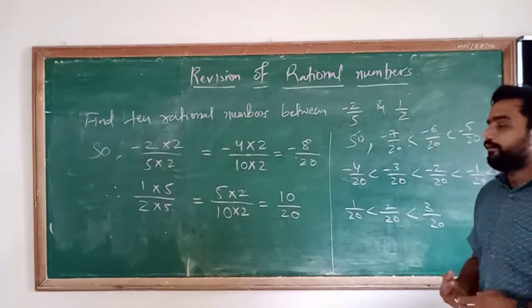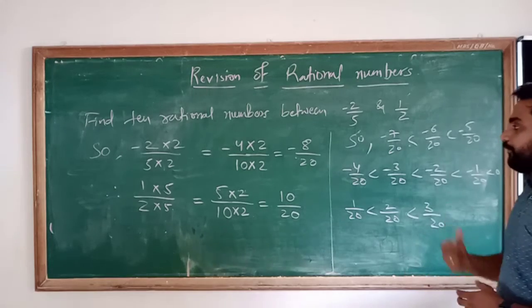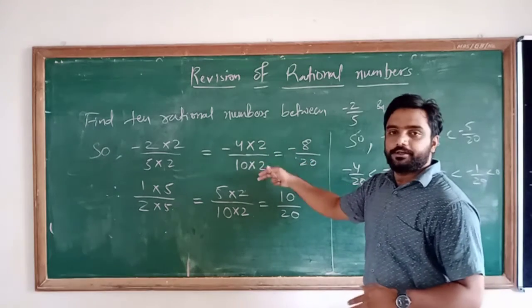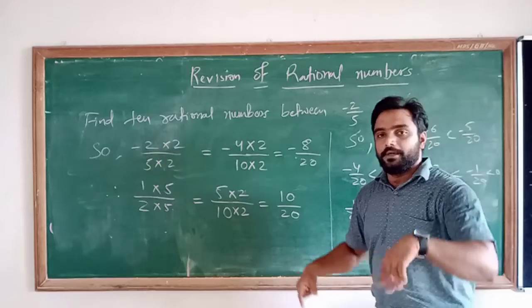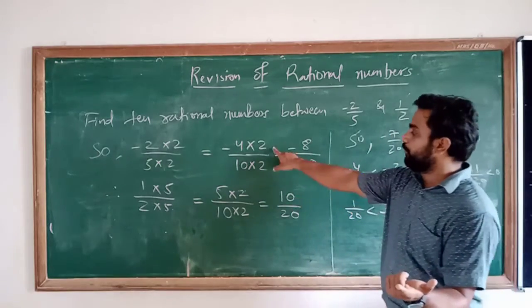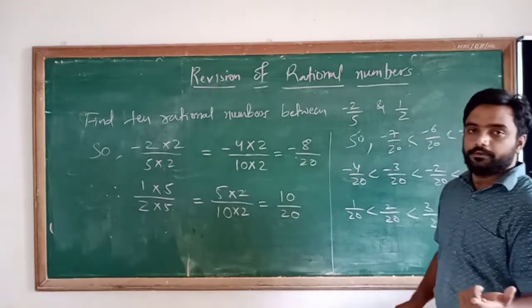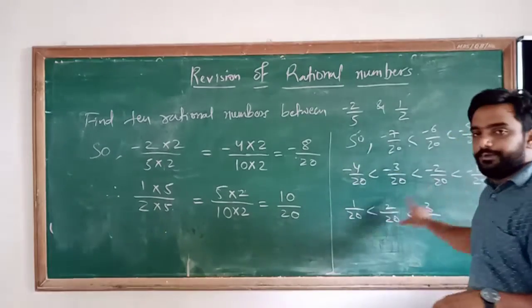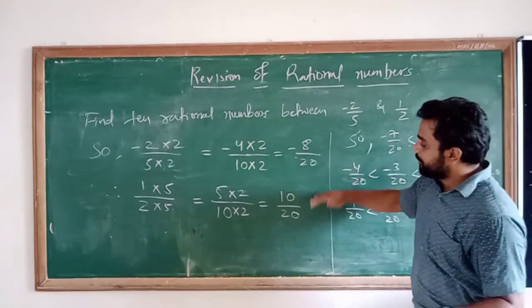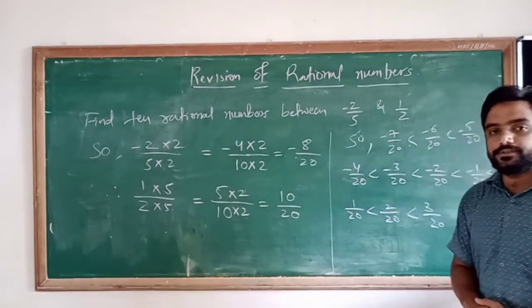So after that, what I will do is multiply the numerator and denominator of both of the rational numbers by another number, that is by 2. So here I am obtaining these two rational numbers. Now it will be easier for me to write the rational numbers between both of these two rational numbers.